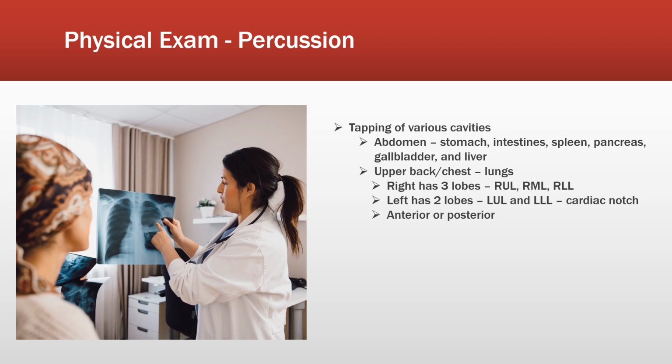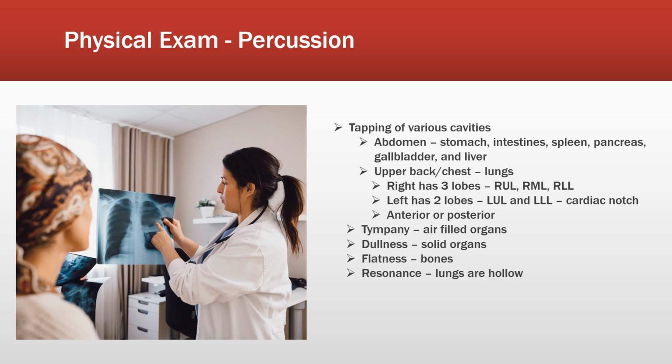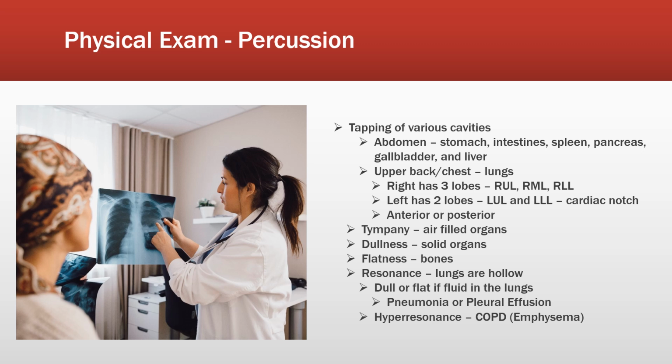The lungs are further noted as anterior or posterior, and the description of the sounds elicited during percussion include tympany, which is over air-filled organs, dullness over solid organs, flatness over bones, and resonance over lungs because they are hollow. The quality may be documented as dull or flat, indicative of fluid in the lungs found in pneumonia or pleural effusion. Hyperresonance may be detected when there is too much air around the lungs, as is found with COPD, especially emphysema.